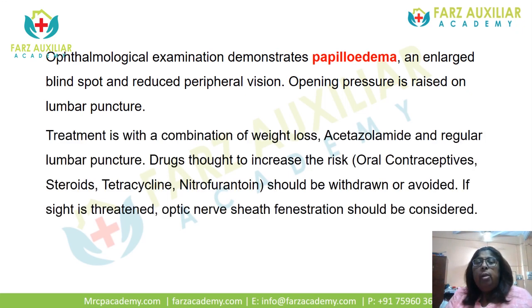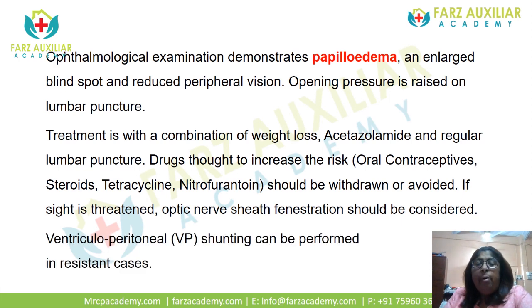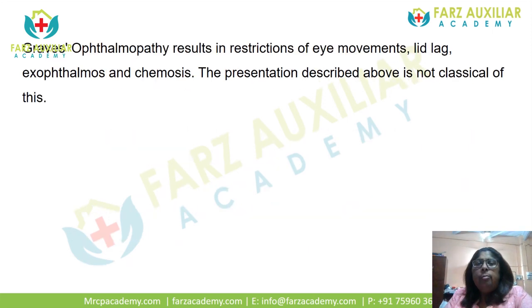Drugs thought to increase the risk, like oral contraceptives, steroids, tetracycline, and nitrofurantoin, should be withdrawn or avoided. If sight is threatened, optic nerve sheath fenestration should be considered. Ventriculoperitoneal or VP shunting can be performed in resistant cases. Graves' ophthalmopathy results in restrictions of eye movements, lid lag, exophthalmos, and chemosis. The presentation described previously is not classical of this.